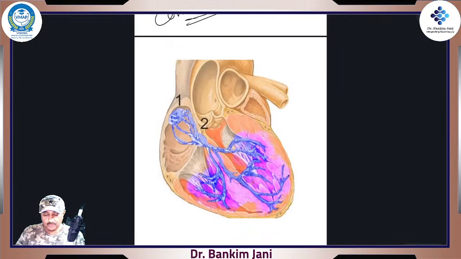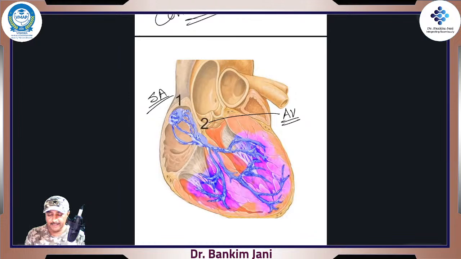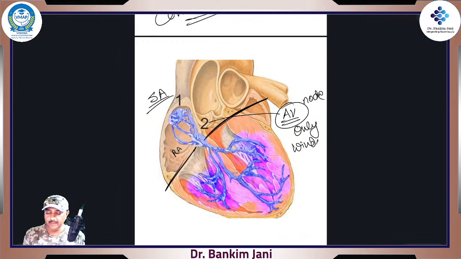So let's see. This is just another representation of SA node and the AV node, right? And these are all Purkinje fibers, but this is how the distribution is, that if this is the right atrium, right, this is the left atrium, and in between, right, this is the gap. So see, AV node is the only window between upper and lower heart.